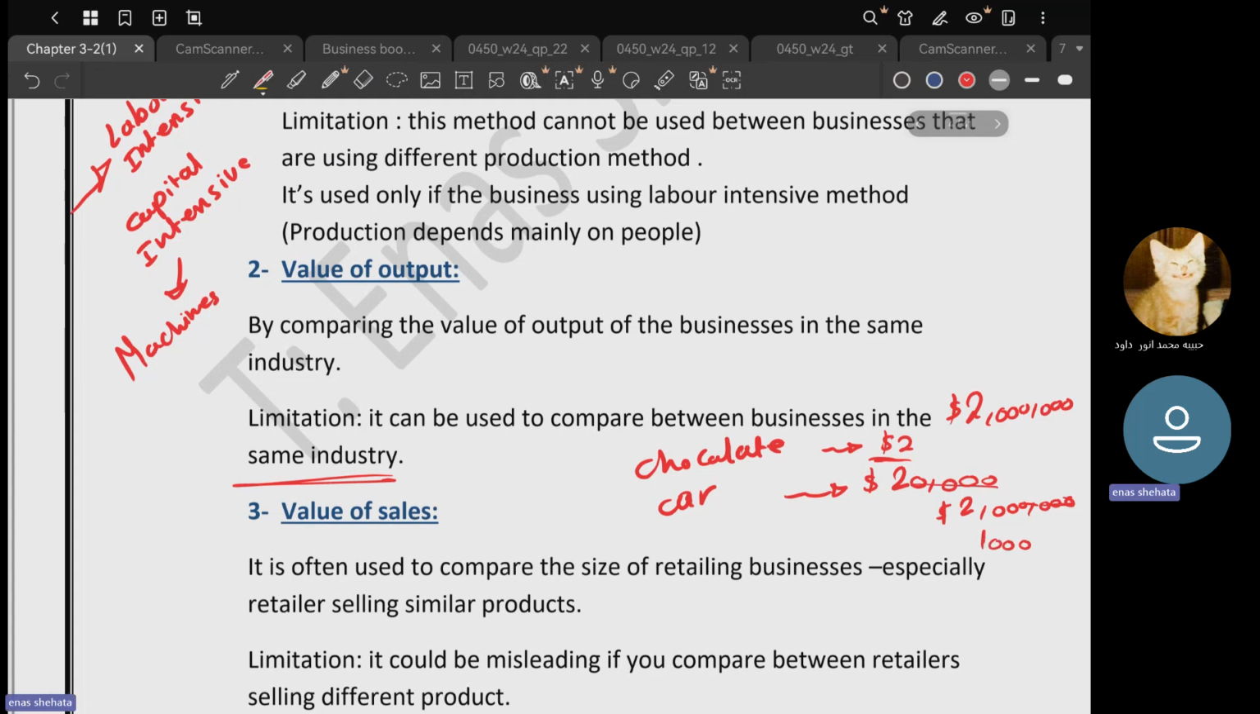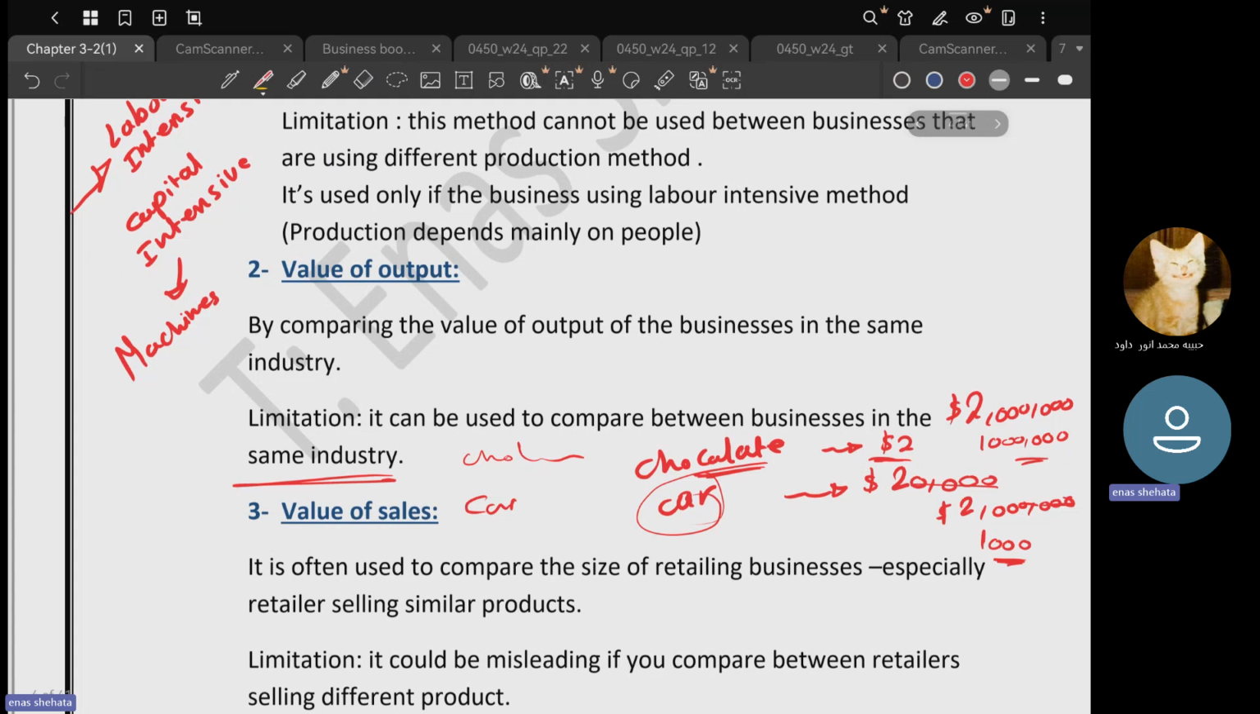So the business that produces 1 million chocolate bars and the business that produces 1,000 cars, can we compare them according to these values only? No. They must be in the same industry, producing the same product. So if I want to compare value of output for a car firm, you must compare it with another car firm, and a chocolate manufacturer with another chocolate manufacturer.